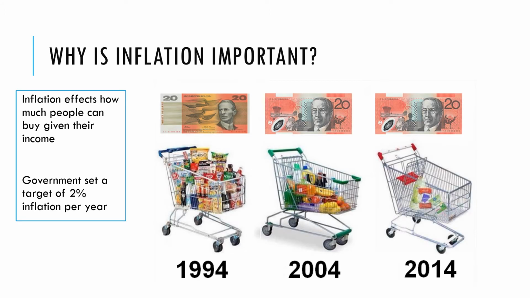If you think about it, back in 1994, how much would a £20 note have bought you? Well, a £20 note probably would have bought you a lot of stuff. But in 2004, that £20 note would probably have bought you less because prices of things have risen. And today that £20 note would buy you even less because, again, prices have risen. So inflation affects how much people can buy given their income over time. If your income doesn't go up, your earnings don't go up, then what you buy will be less if prices are rising.